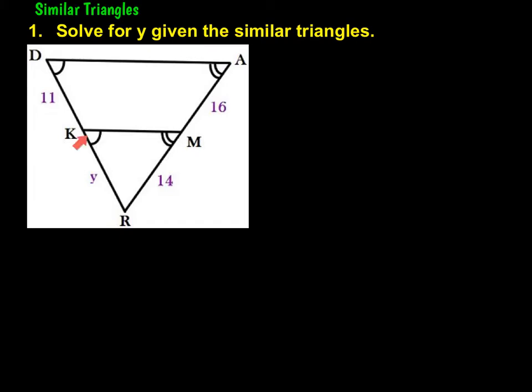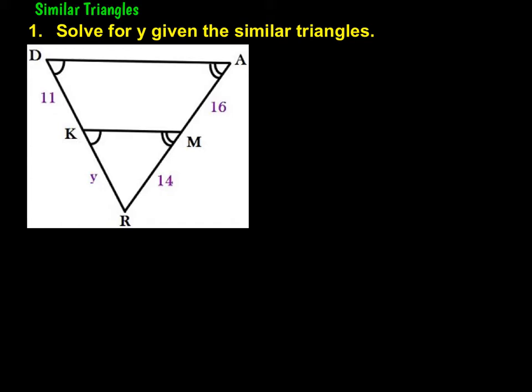Okay, so notice that we have a triangle KMR inside of triangle DAR. And we have to try to find this length right here, side KR. So in my opinion, the easiest way to do this is to take the two triangles and draw them separately. And then we'll solve them the way that we have been solving for missing sides, by using proportions.